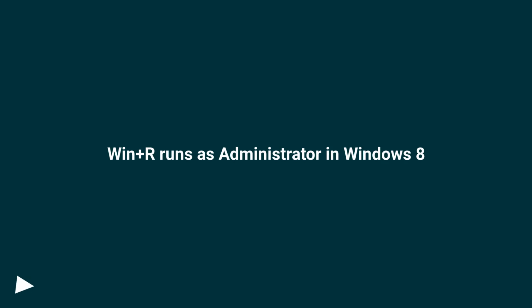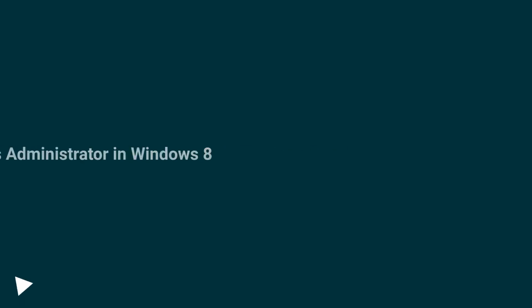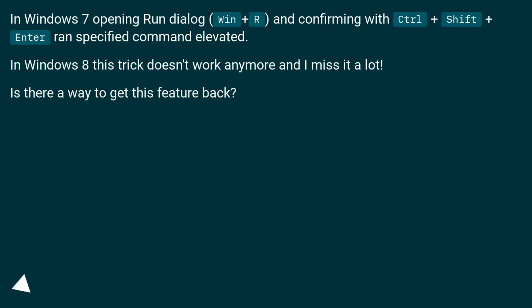Win+R runs as administrator in Windows 8. In Windows 7, opening the Run dialog with Win+R and confirming with Ctrl+Shift+Enter ran the specified command elevated. In Windows 8 this trick doesn't work anymore and I miss it a lot. Is there a way to get this feature back?